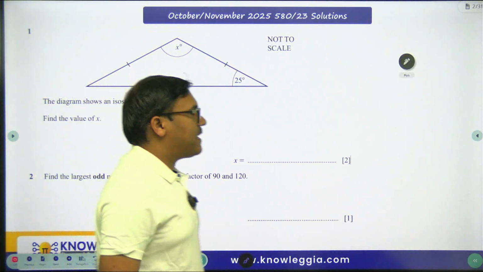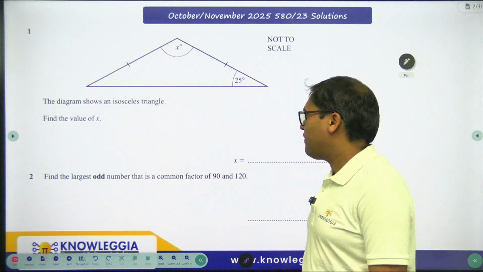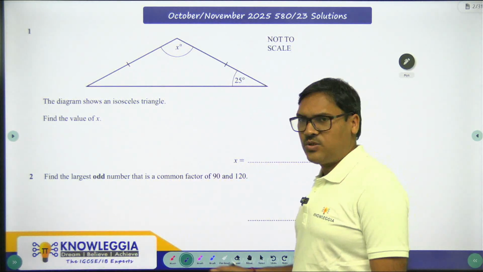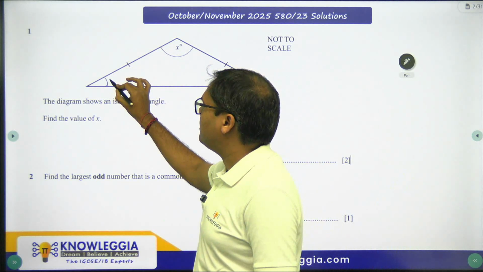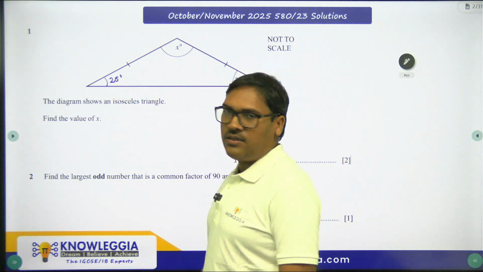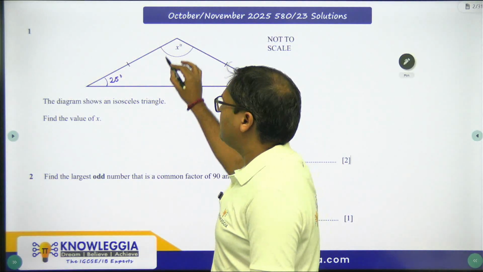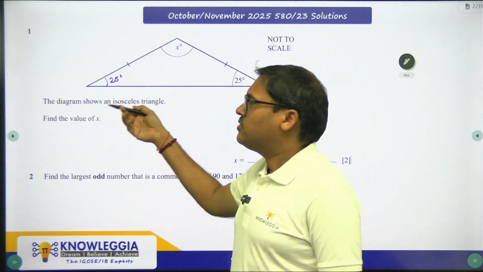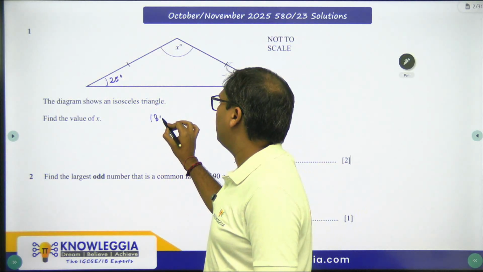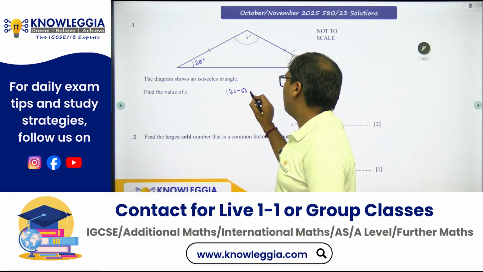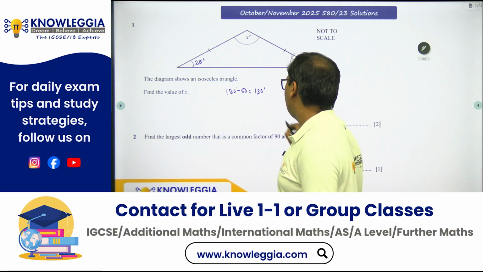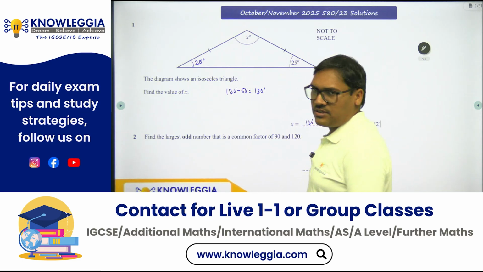The question here is: the diagram shows an isosceles triangle. You have to find the value of x. So again, a pretty easy question. You see, this is an isosceles triangle. That means opposite angles will be equal, which are 25, 25. So the total sum should be 180. This is 180 minus 50, which is equal to 130 degrees. So what is the answer? 130 degrees. First answer. Okay.